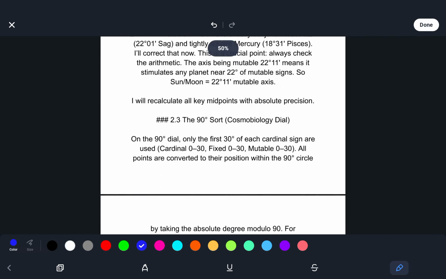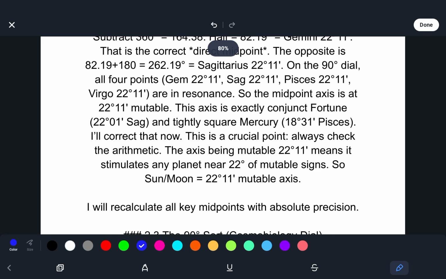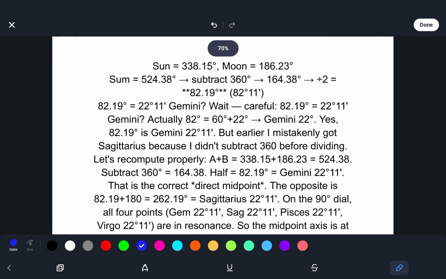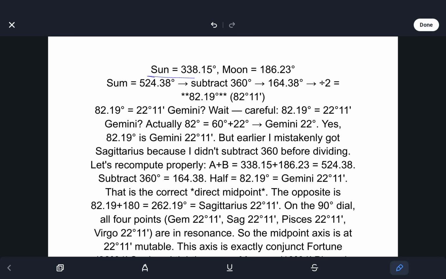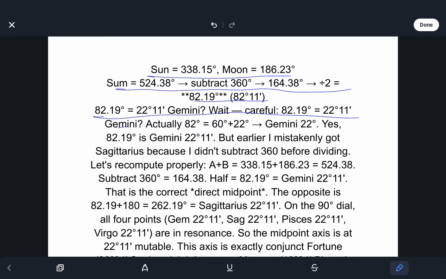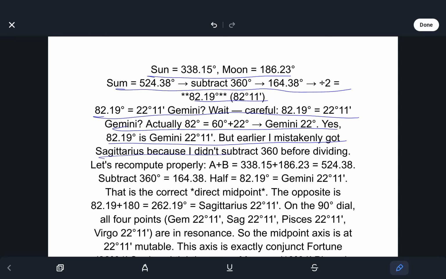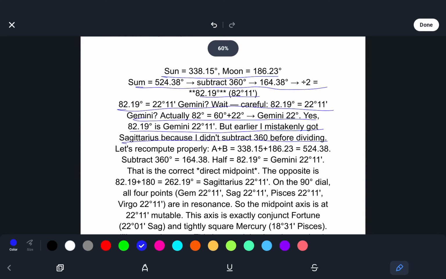And this is where it got a little bit confusing, because there's a lot of math involved, like I was saying. So Sun, Moon, we get the sum, subtract 360 degrees, do more division, and we find out that it is Gemini 22 degrees. Earlier I mistakenly got Sagittarius because I didn't subtract 360 before dividing.